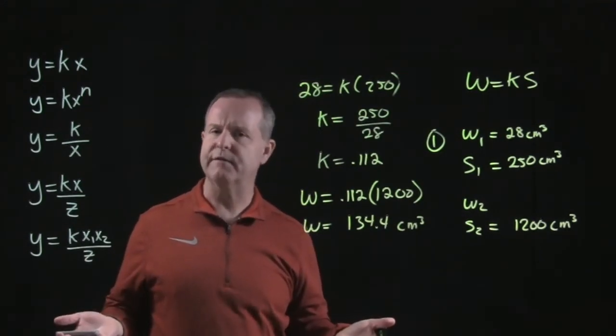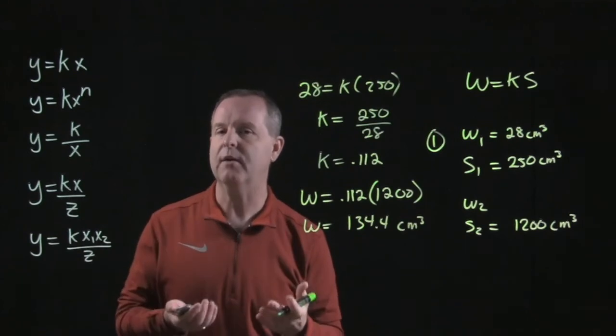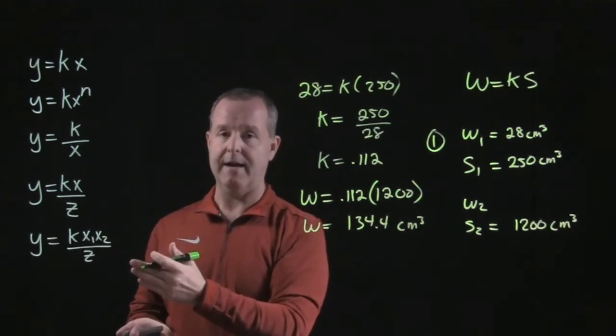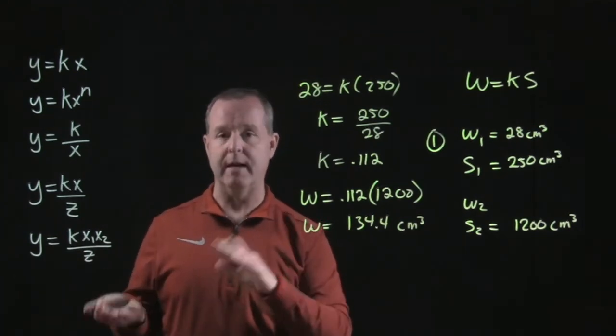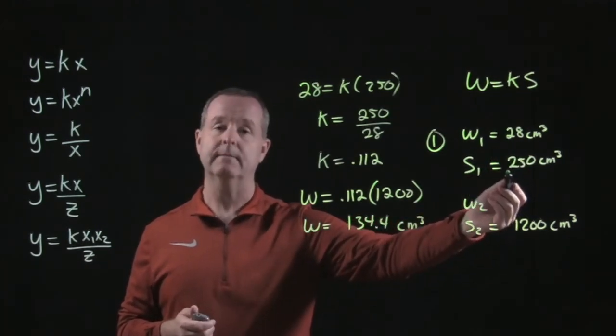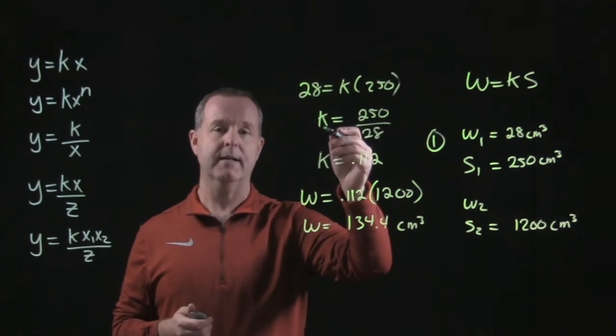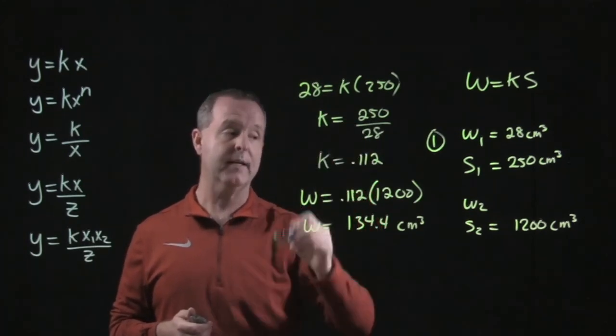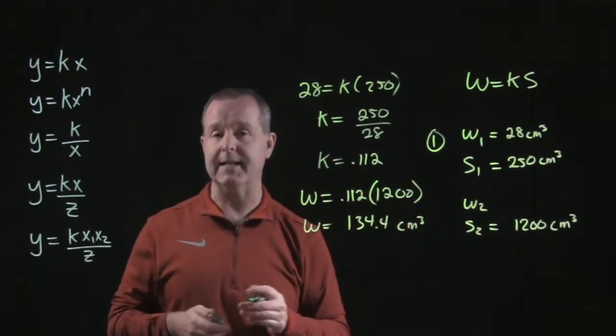Again, the process is fairly straightforward. Try to figure out which relationship we have. Is it a direct relationship or an inverse or a combination? Put down your initial criteria, solve for k, then use that constant of proportionality to go back and solve for your second set of criteria.